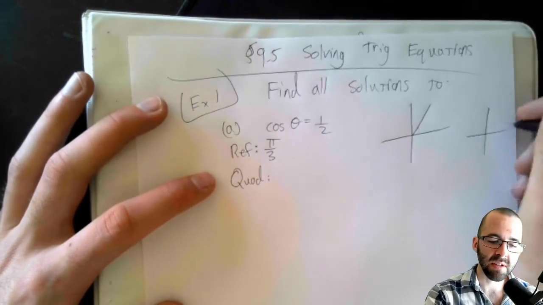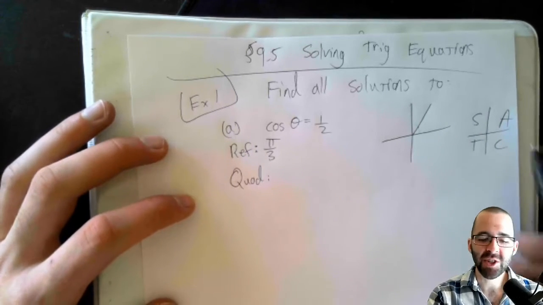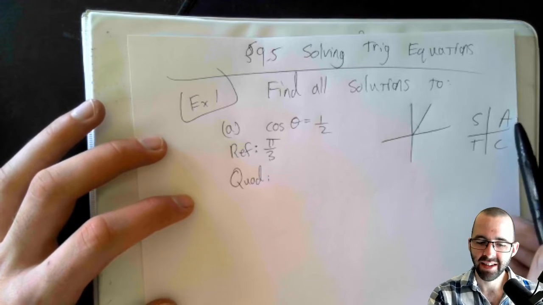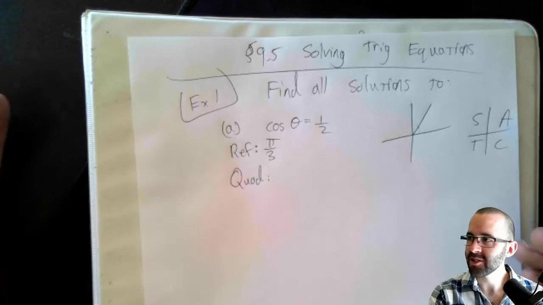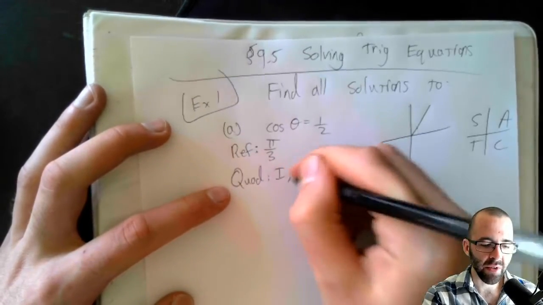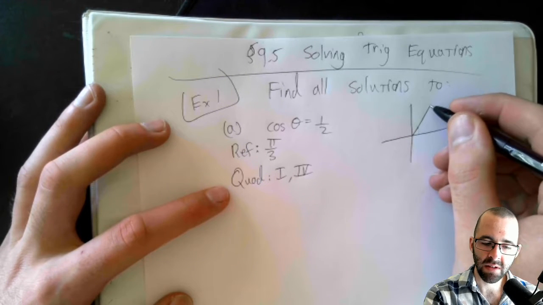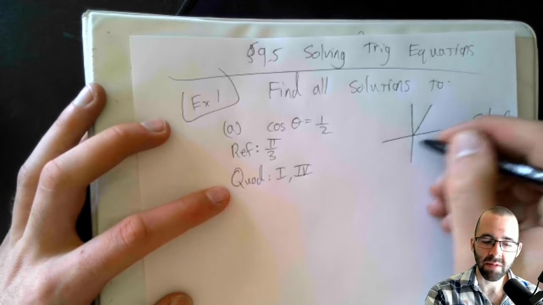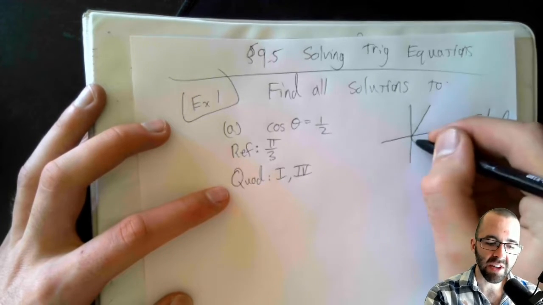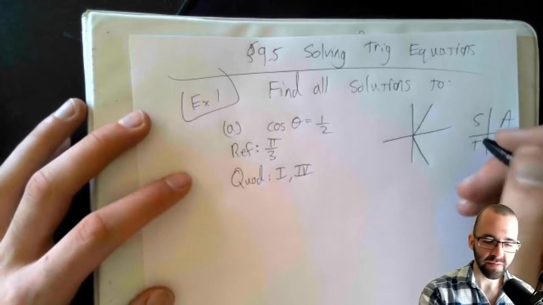Which 2 quadrants is cosine positive in? Yeah, exactly. The first and the fourth quadrant. Good, Ashton. So that's what we're going to do for our answers. We're going to look at the angle in the first quadrant and every 360 degrees after that. And we're going to look at the same angle in the fourth quadrant, and again, every 360 degrees.